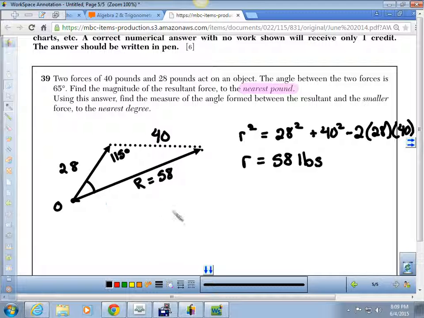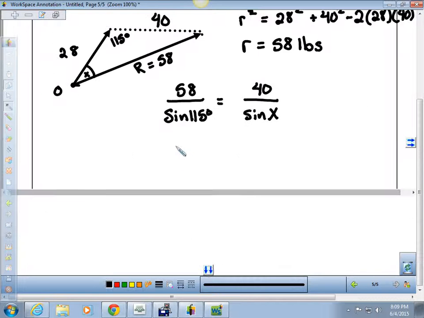It's easier. Okay, so 58. What is the angle across from the 58 resultant? The sine of 115. It's not a right triangle. SOHCAHTOA is only if you've got a right triangle. So, we want to find that angle, I'm going to call this x. We want to find the sine of angle x down here. What side is across from that angle? The 40, right? So what times what divided by what?